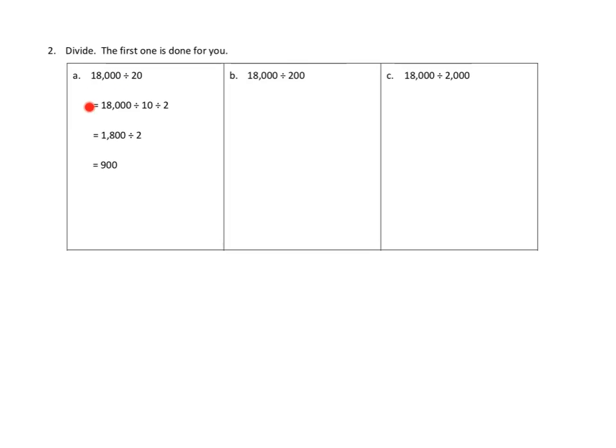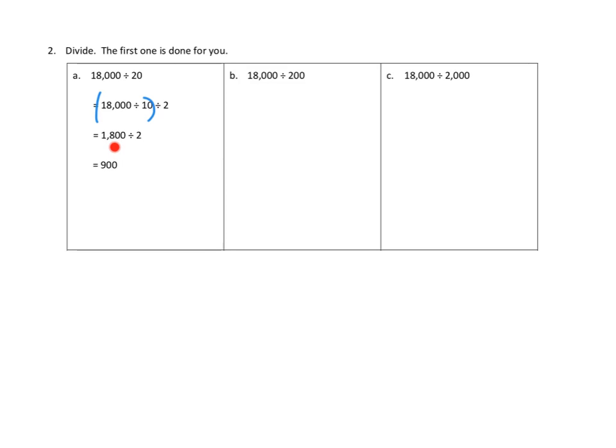Then they do the first part of that. I would have preferred if they had put parentheses around it, our associative property there, so we do that first. 18,000 divided by 10. We move every digit one place over. So our 10,000s become 1,000s, our 1,000s become hundreds, et cetera. So now we have 1,800 divided by 2.